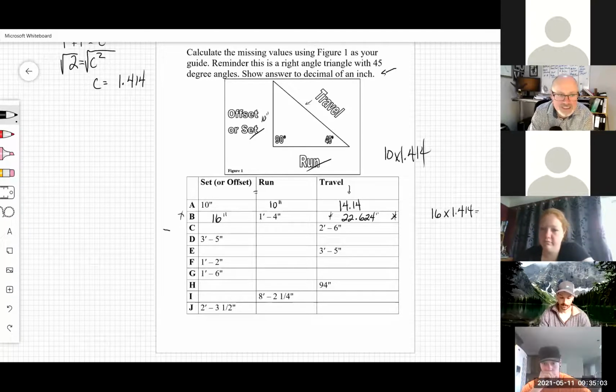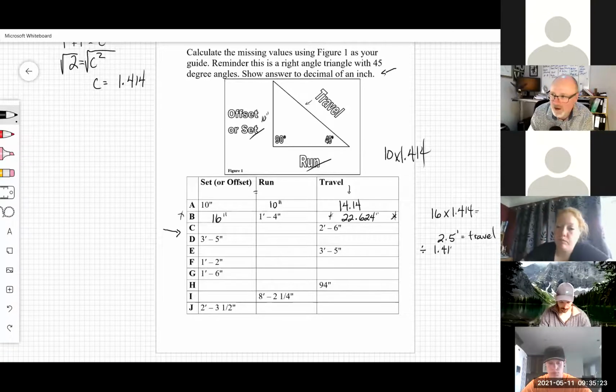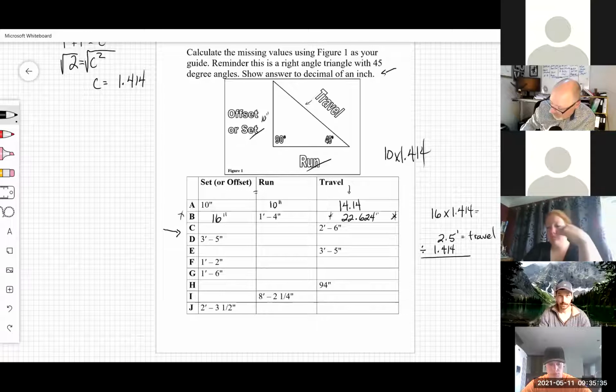How about this one? Look at C right here. We have 2.5 feet is equal to the travel. How would I find the run or the set according to this? Slide. That's right. We will divide by 1.414. So we can go 2.5, which is equal to 2 feet 6 inches. 2.5 feet divided by 1.414. And that comes out to 1.76 feet.